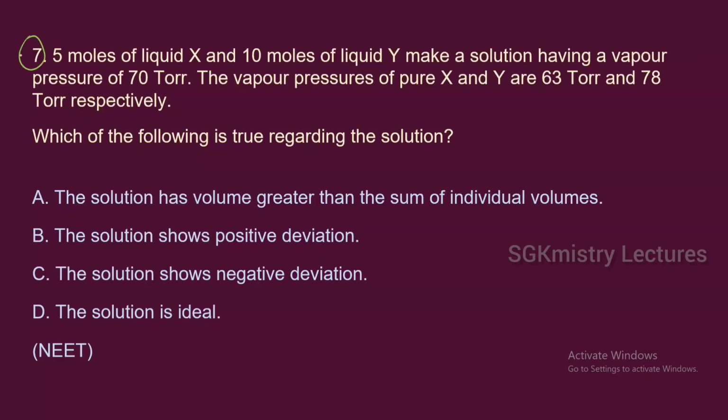Next, question number 7. 5 moles of liquid X and 10 moles of liquid Y make a solution having a vapor pressure of 70 torr.